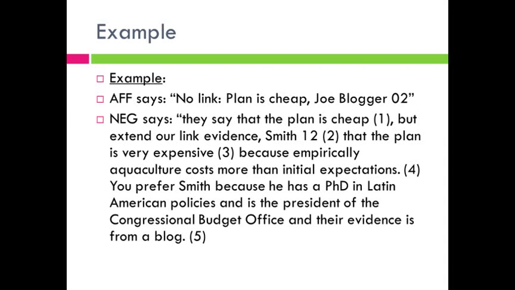So the AF says, plan is cheap, Joe Blogger 02. Neg says, they say the plan is cheap, but 1, extend our link evidence, Smith 12. That's number 1, right, in the checklist that you should have just written down. 2, that the plan is very expensive. 3, because empirically aquaculture costs more than initial expectations. And 4, this is where you compare your evidence, you prefer Smith because he has a PhD in ocean policies, and is the president of the Congressional Budget Office, and their evidence is from a blog.